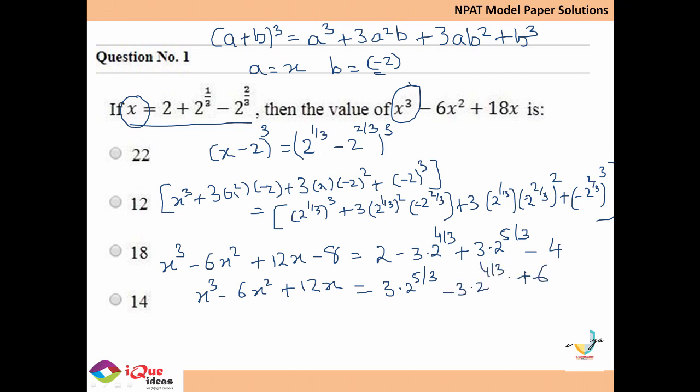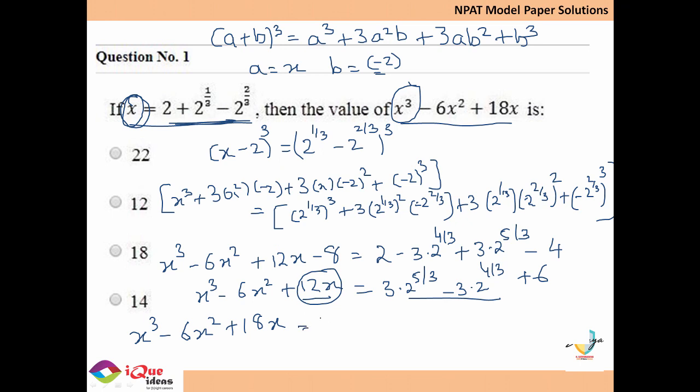plus 6. So now if I want to compare, I need x cube minus 6x square plus 18x. So adding 6x on both the sides will get me the value. So the left hand side is x cube minus 6x square plus 18x. How? I added 6x, and where do we get the value of 6x? So 6x is nothing but this value of x which is already given.